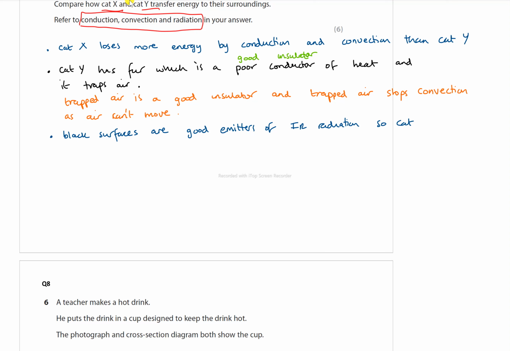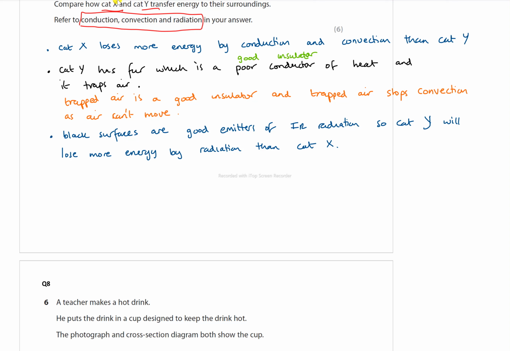So cat Y will lose more energy by radiation than cat X. Okay, that should do it.